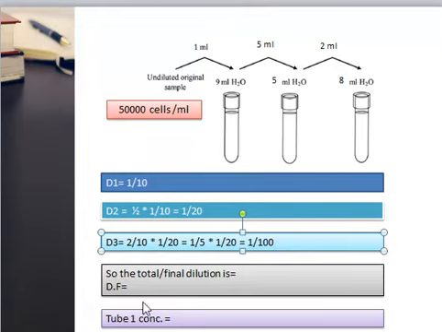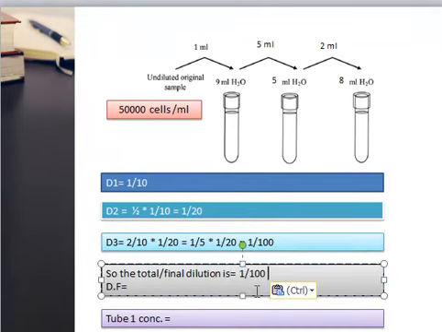So the final dilution is the dilution of the last tube, or the product of the dilution of each tube, and the dilution factor is 100.